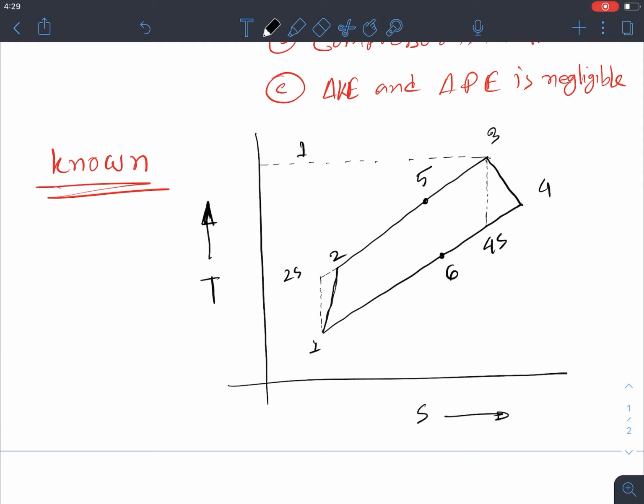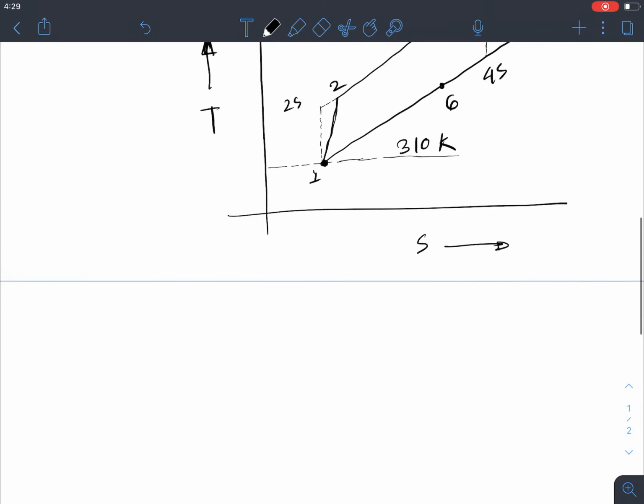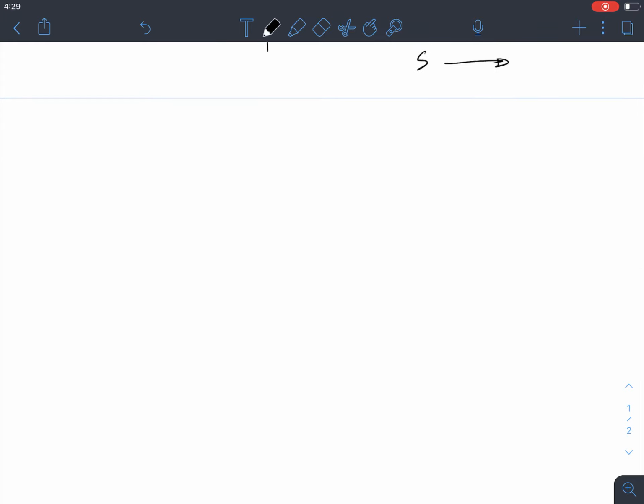So basically the knowns are the maximum temperature of this cycle, which is 1150 Kelvin, and the minimum temperature of this cycle, which is this point T1, and this is 310 Kelvin, right? So these are the knowns. Now we have to determine some thermodynamic properties based on these two temperatures, right? So let me write those properties.